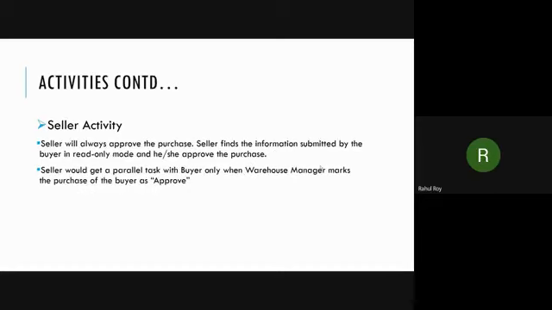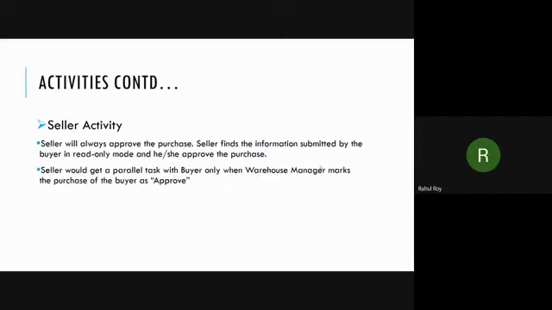So here seller activity, like I said initially, he can only approve a case. So it says seller will always approve the purchase. Seller finds the information submitted by the buyer in read-only mode and he or she will approve the purchase. Seller would get a parallel task with buyer only when warehouse manager marks the purchase of the buyer as approved. So for rejection scenarios, seller will never get a task because seller doesn't have a reject button in the UI.